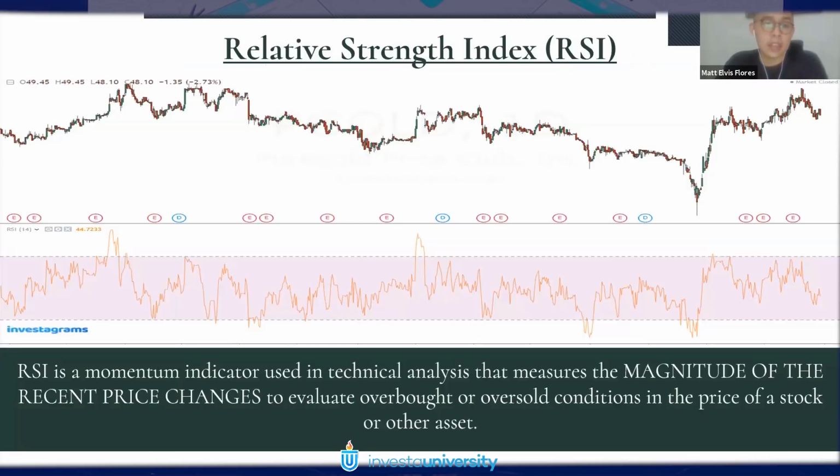So relative strength index is a momentum indicator, same sa MACD, 'di ba? For you to identify the magnitude of a recent price changes, okay? Again, magnitude of the recent price changes to evaluate the overbought or oversold condition of a specific stock. Okay? Again, yung relative strength index, ang computation niya is solely doon sa mga price movements niya. Meaning, is it a down day? Is it a gain day or a positive day? Kasi yung MACD, it's more of a computation of exponential moving averages.